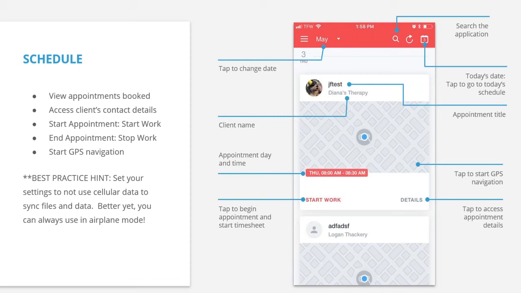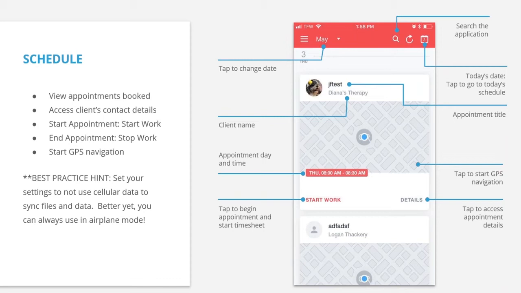So the start work is a big piece of functionality that a lot of users have asked for and are currently using. Now, best practice hint. I have a few of these throughout the presentation today. The first best practice hint is we like users to set their settings to not use cellular data to sync files and data. That will use a lot of your cellular data plan, right? Better yet, you might want to just go into airplane mode. Airplane mode is probably the best and easiest way to make sure you're not utilizing all your data, okay? So that's just an insider tip there.